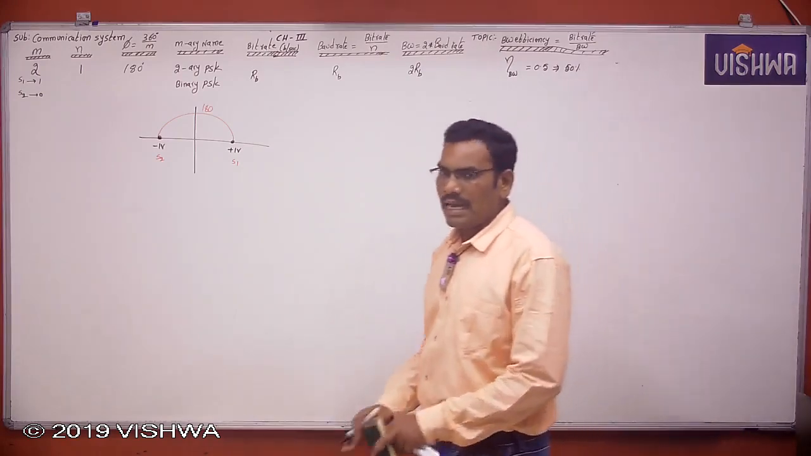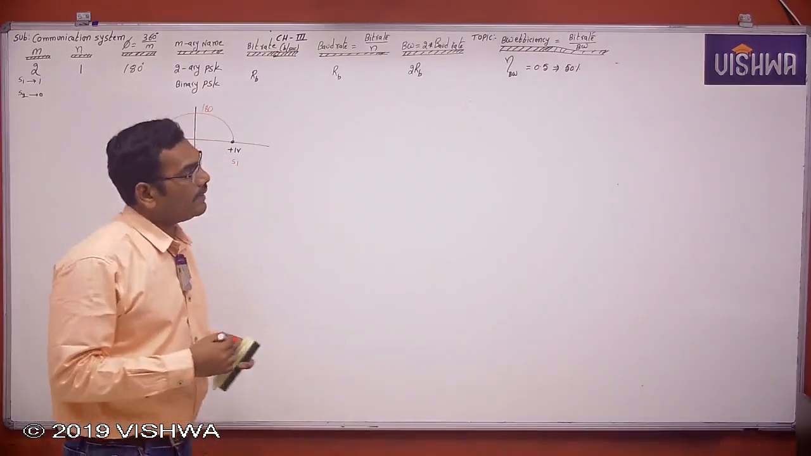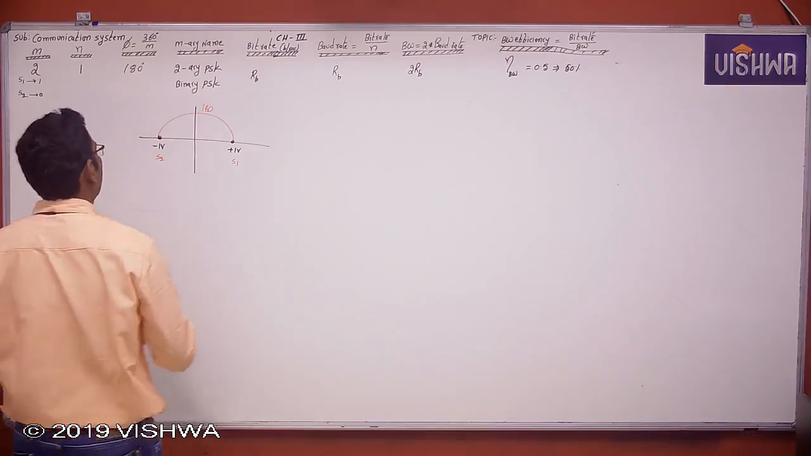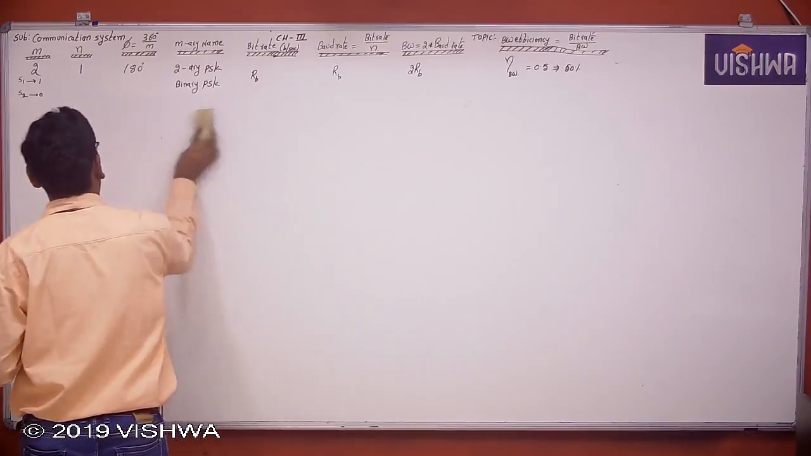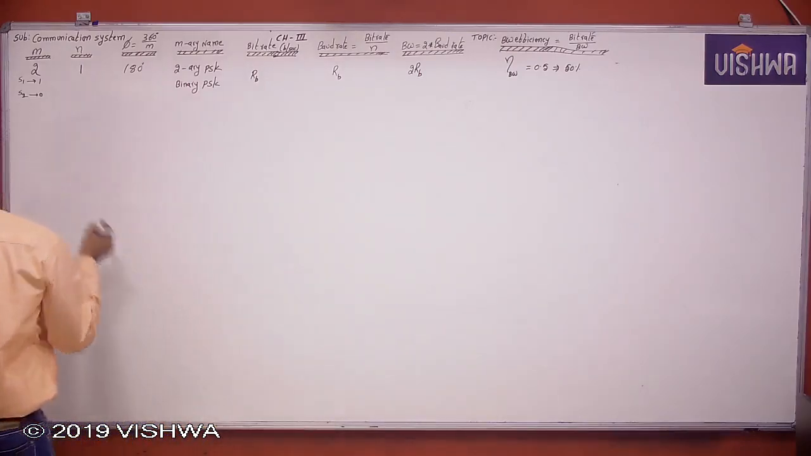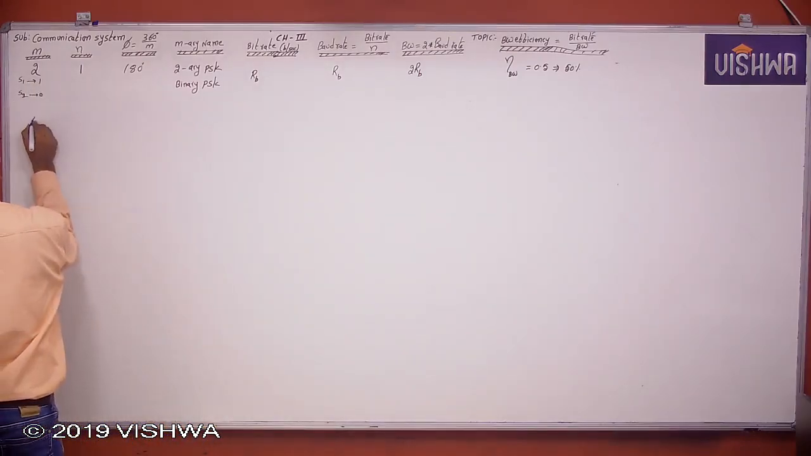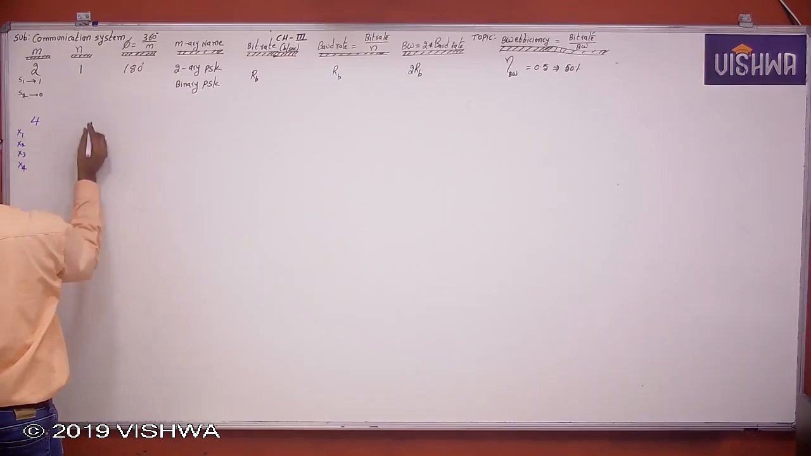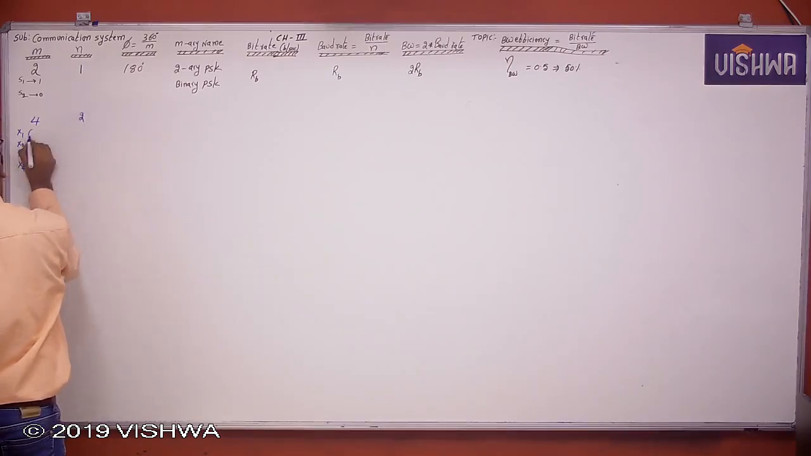Now you can find this for any number of discrete voltage levels or any number of symbols, and you can easily get the answers. See how easy it is for you. When M equal to 4, which means 4 symbols, X1, X2, X3, X4, N equal to 2, which means 2 bits per symbol.